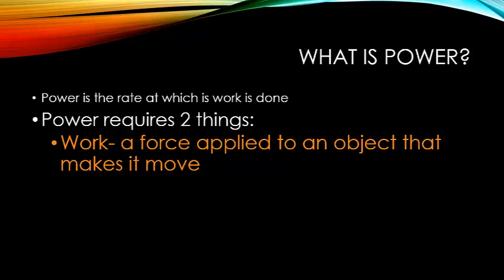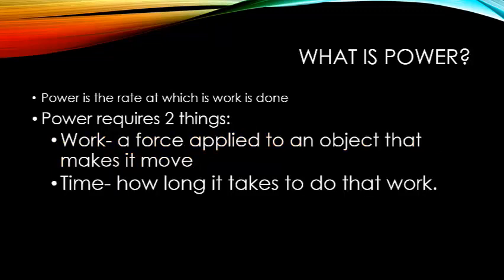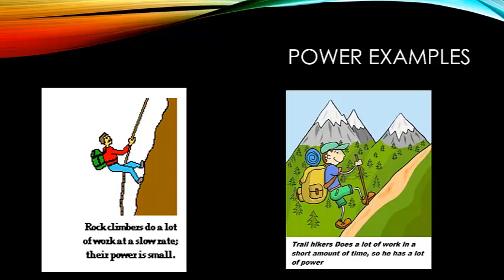Our second requirement is time: how long it takes to do that work. So, again, power is the rate at which work is done, and that requires knowing the work and the time done on that work. Now that we know what work is, let's take a look at some examples. We have two examples here: a guy climbing a cliff of a mountain and a hiker climbing up a mountain.